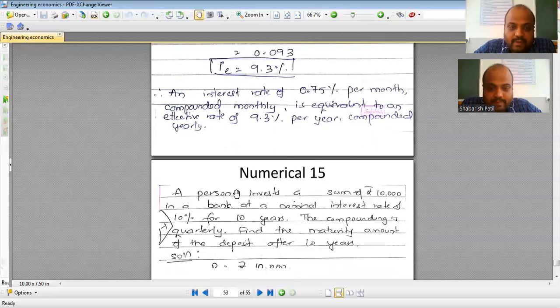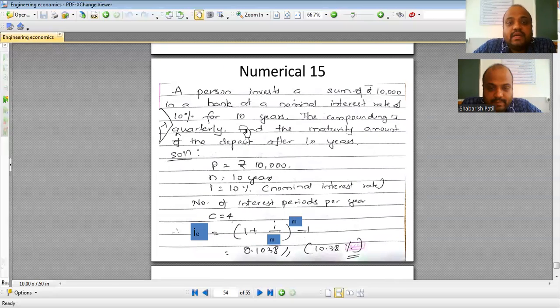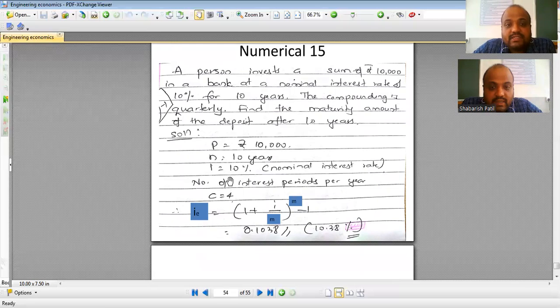Take another numerical. A person invests a sum of rupees 10,000 in a bank at a nominal interest rate of 10% for 10 years. The compounding is quarterly. Find the maturity amount of the deposit after 10 years. Your P is 10,000, N is 10 years, interest rate is 10%, that is the nominal interest rate per year. Next, it's being compounded quarterly, so your number of interest periods per year will be 4. This is M. M is equal to 4.